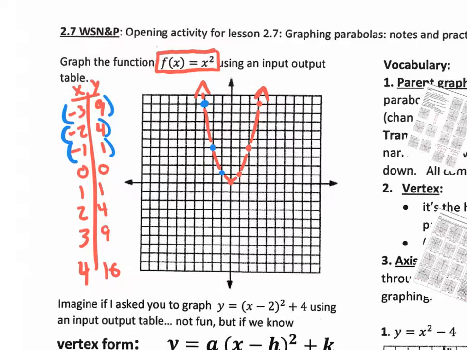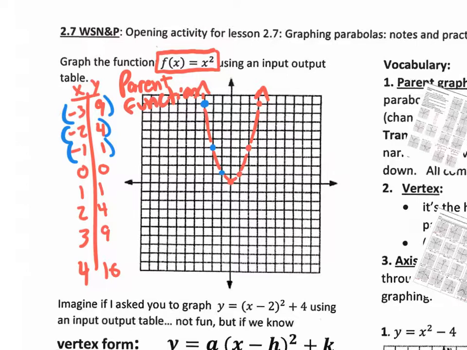What's a quadratic? It's a variable x with an exponent of 2. And this is what we call a parent function. So everybody please write down parent function. Okay, now what's a parent function?